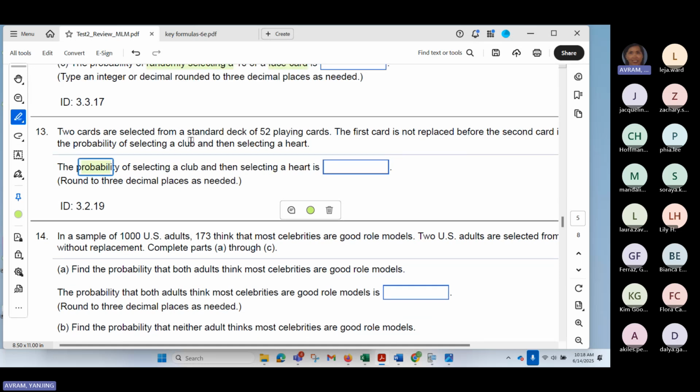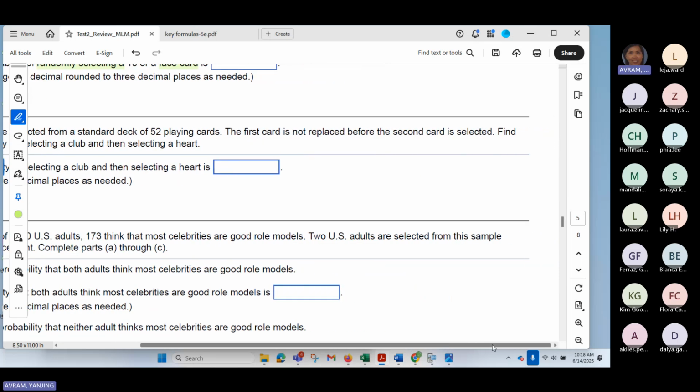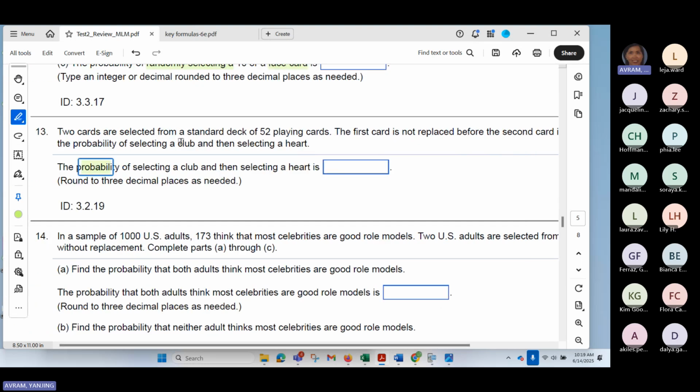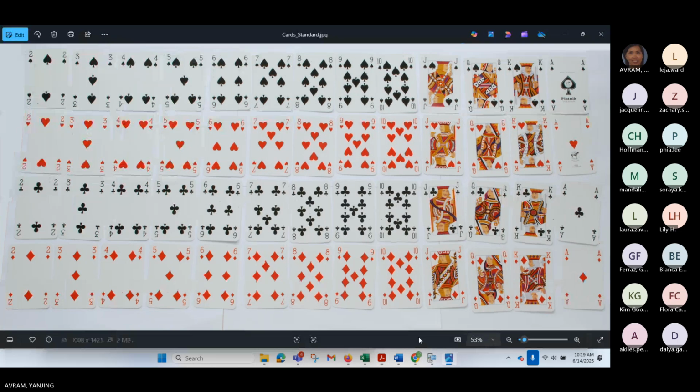So 2 cards are selected from a standard deck of 52 playing cards. The first card is not replaced before the second card is drawn. Oh yeah, it's selected. The first card is not replaced before the second card is selected. Find the probability of selecting a club and then selecting a heart. Okay, so which one is a club? Which one is a heart? Okay, a club and a heart.